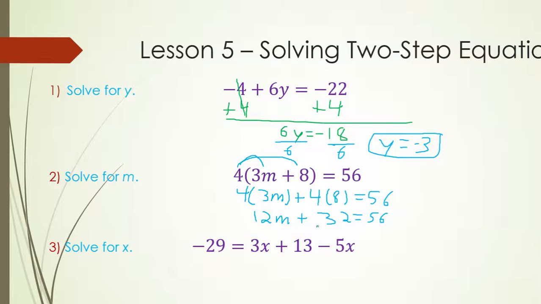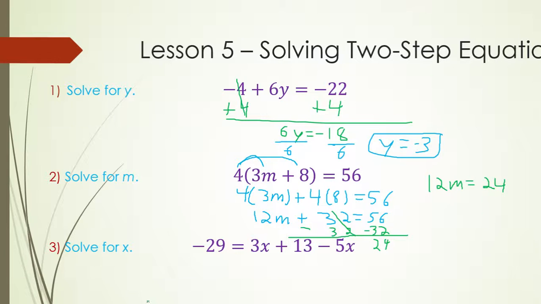Okay, now we want to move over the 32. Remember, we want to do our plus and minus first. So if it says plus 32, I'm going to subtract 32. Okay, and since we're running out of space here, that's going to end up being 24. So we're going to say 12m, I'm going to rewrite it over here, equals 24.